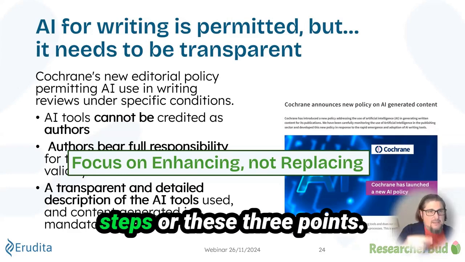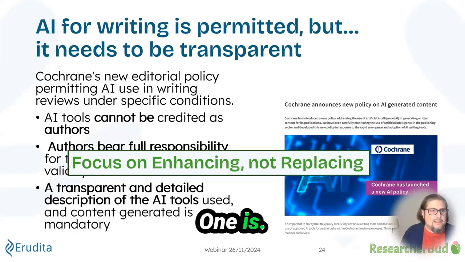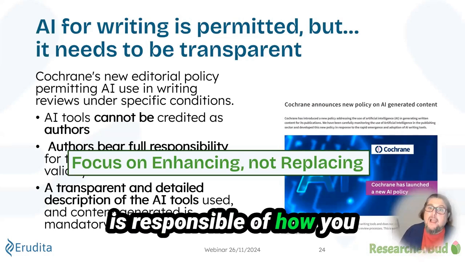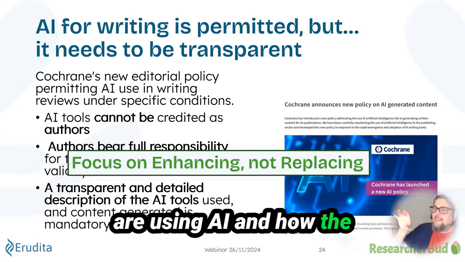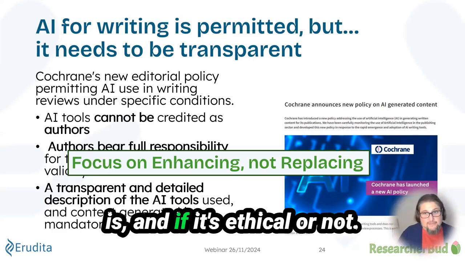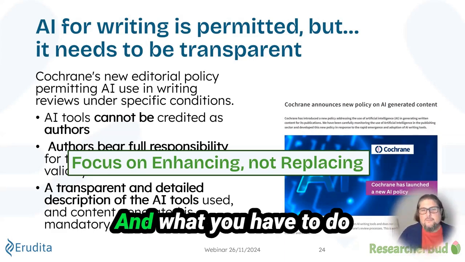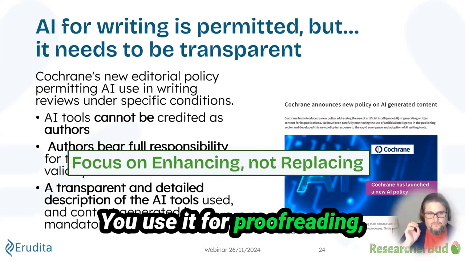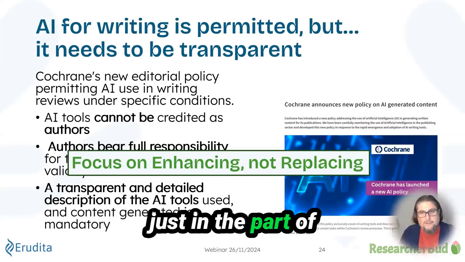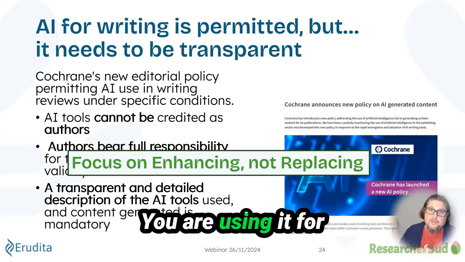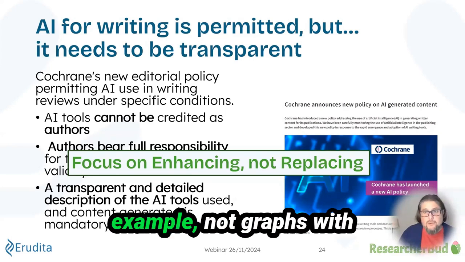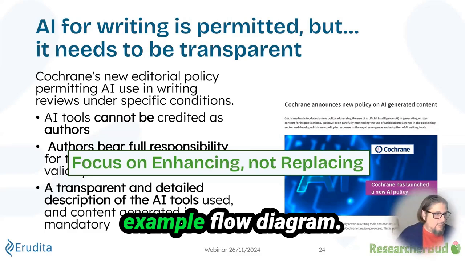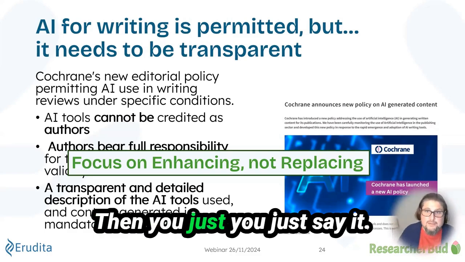And basically, it's these three points. One is that AI cannot be credited as an author. The second is that the author is responsible for how you are using AI, how the results are interpreted, and whether it's ethical or not. And what you have to do always is to be transparent. If you use it for proofreading, just in the acknowledgements, you have to detail this. If you are using it for making some graphs, for example, not graphs with data, but graphs to explain some concept, for example a flow diagram, then you just say it.